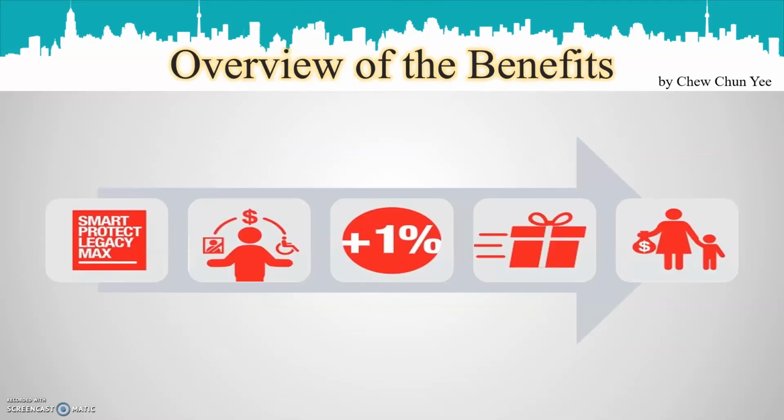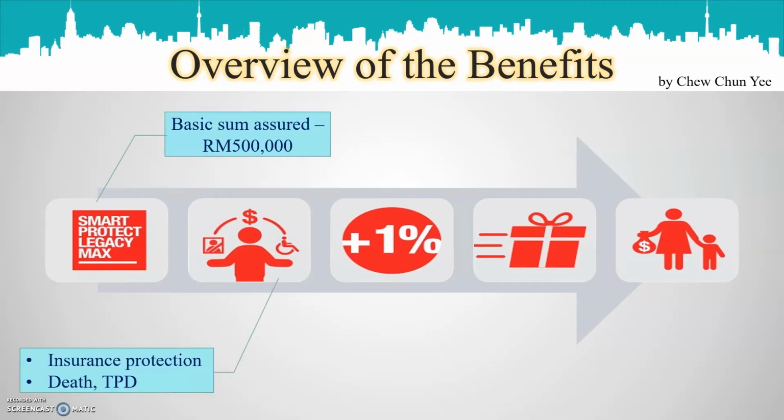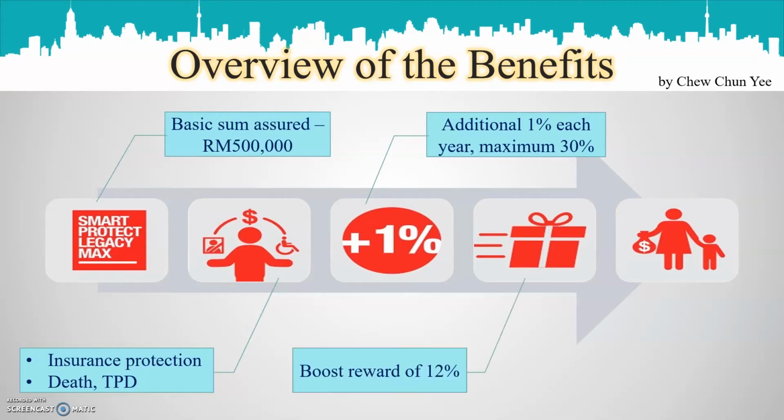Consider a 35-year-old man who purchased the policy with a basic sum assured of 500,000 ringgit Malaysia. He will have insurance protection against death, accidental death, and TPD. His coverage will also increase by an additional 1% each year, and he will get a booster reward of 12% of the basic sum assured, amounting to 60,000 ringgit Malaysia, credited to his total investment value. If nothing unexpected happens, he will receive the total investment value when his policy matures.